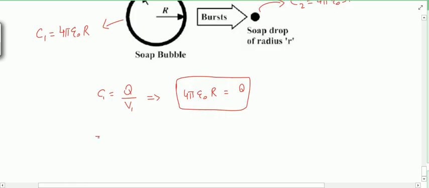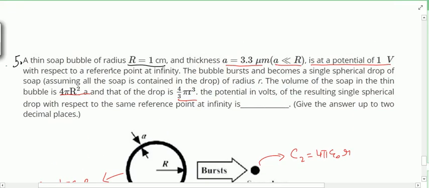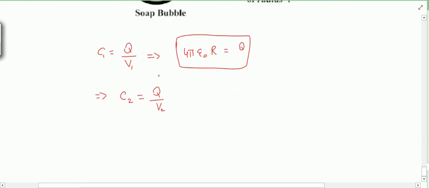Now if you think of the drop of radius small r, that will be C2 is equal to q by V, and this can be taken as V2. This charge q will remain the same because all the soap is just transformed into this small drop, as said in the question, assuming that all the soap is contained in the drop. So all the charge will also be the same.